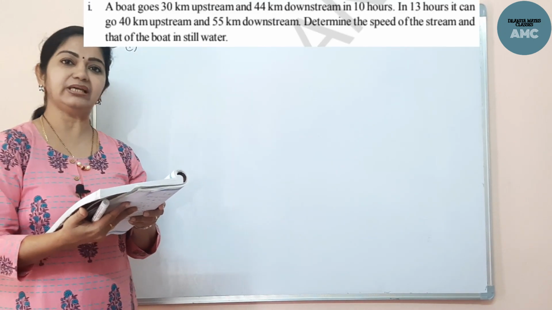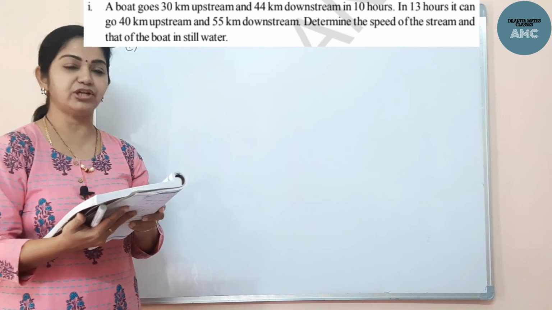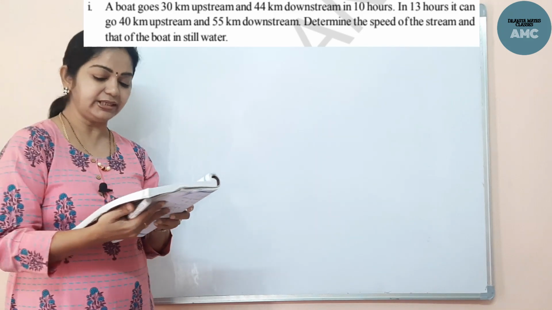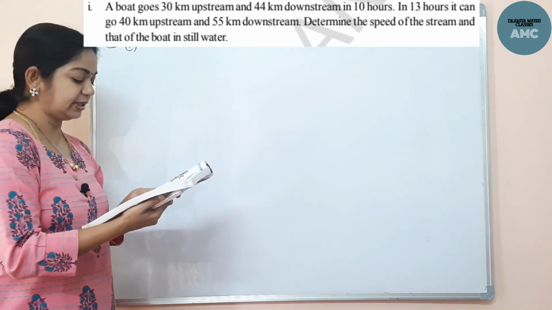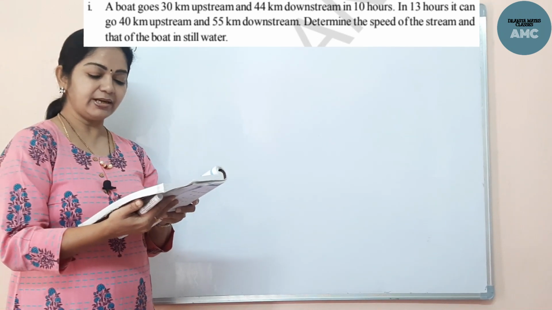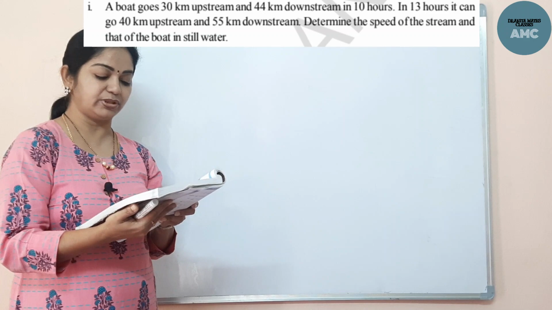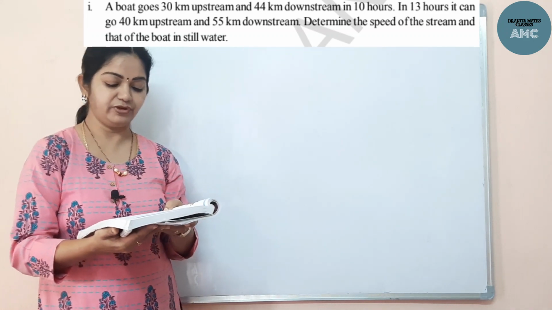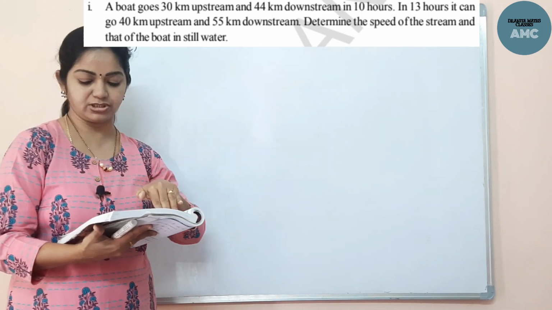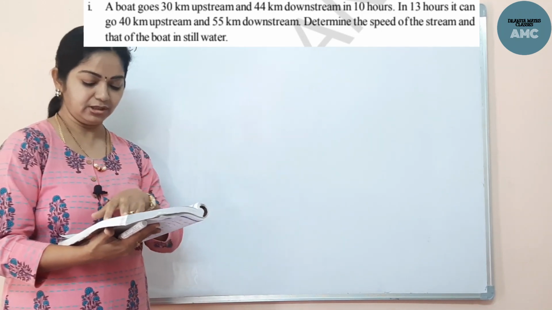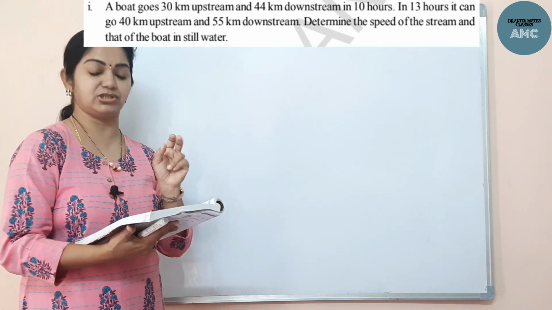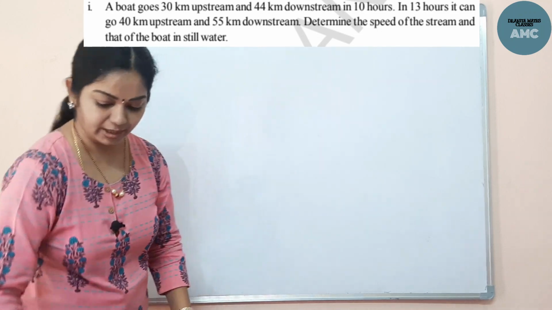A boat goes 30 kilometers upstream and 44 kilometers downstream in 10 hours. And in 13 hours, it can go 40 kilometers upstream and 55 kilometers downstream. Determine the speed of the stream and that of the boat in still water. Okay. Now, we have to find them. We have to reduce them into linear equations, then find the solution. Here, they ask for the speed of the stream and the boat in still water. Right. Now, we will write down.